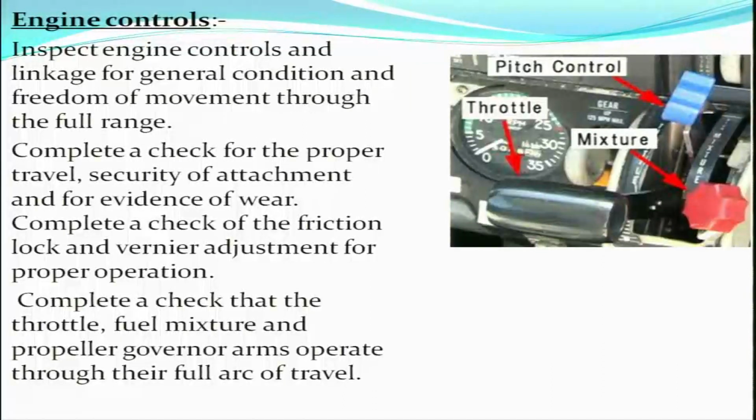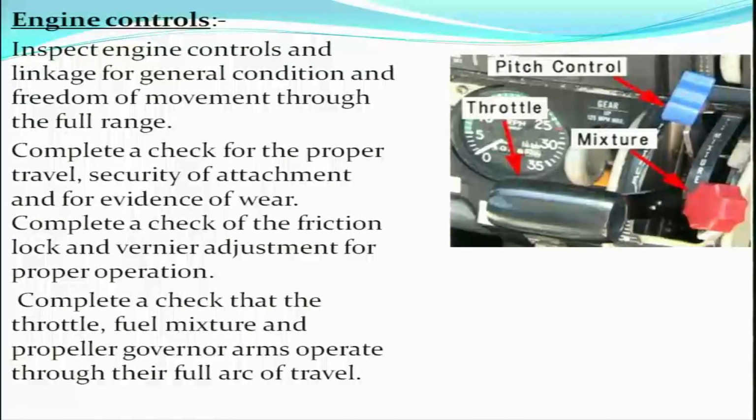Complete a check for the proper travel, security of attachment and for evidence of wear. So we check the proper travel, the security of attachment and for any evidence of wear. Complete a check of the friction lock and vernier adjustment for proper operation. So within the controls there is a friction lock, we check the friction lock for operation and the vernier adjustments. Complete a check that the throttle, fuel mixture and propeller governor arms operate through their full arc of travel.